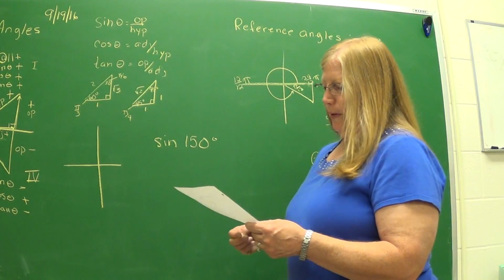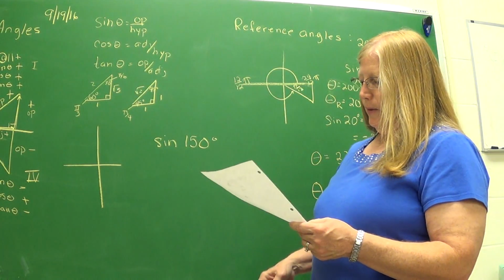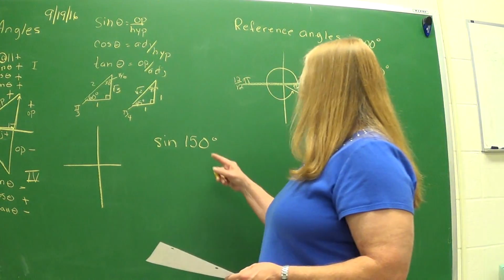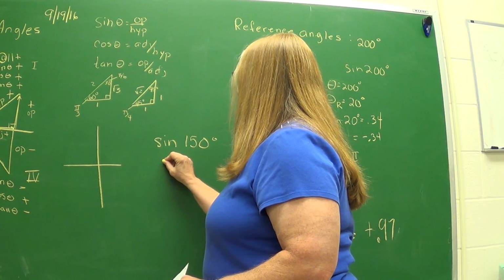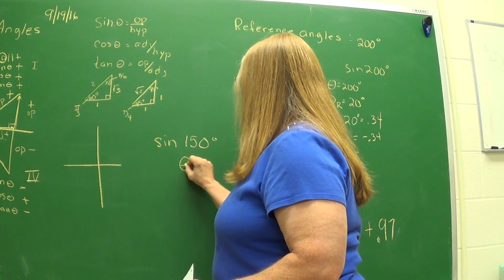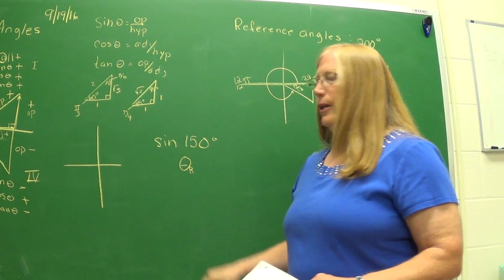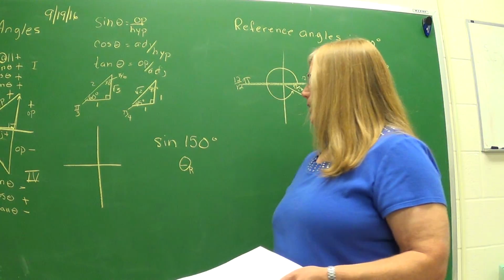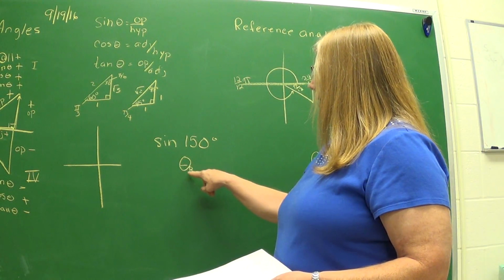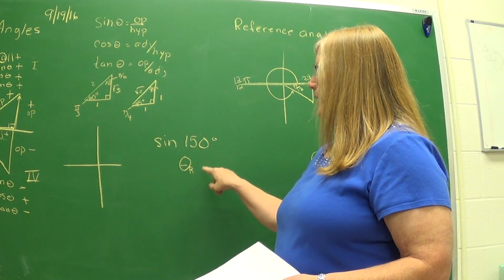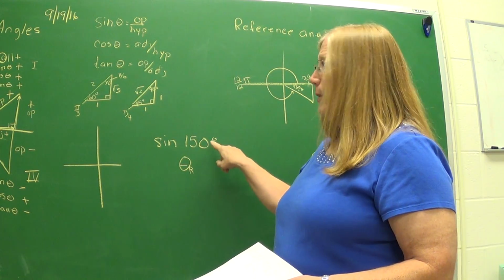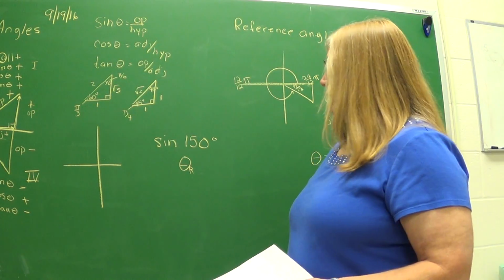So sine of 150, we're going to try that. We want to find the reference triangle. Remember, I put a little r, theta sub r, for the reference triangle. When I find the angle of the reference angle, I will take the sine of that, and hopefully it's in one of my special triangles.